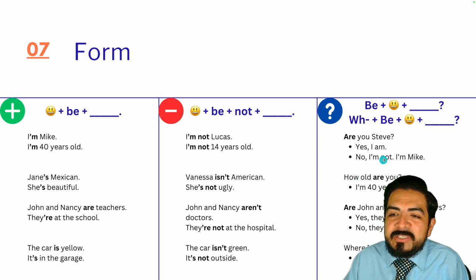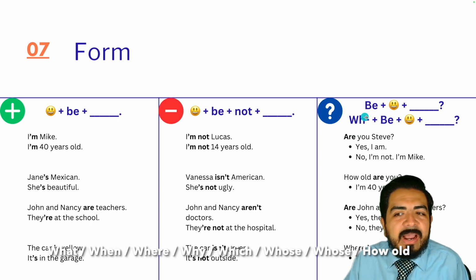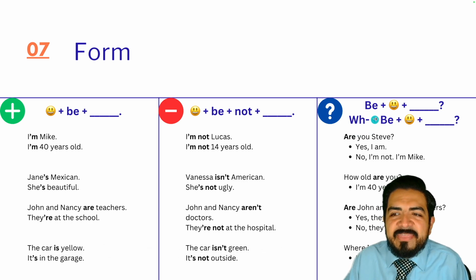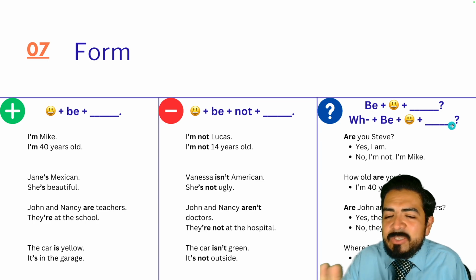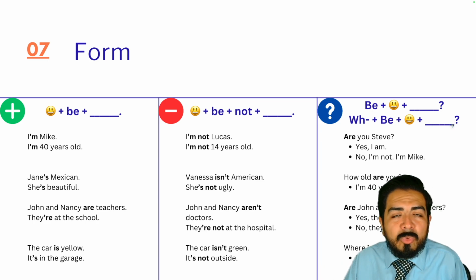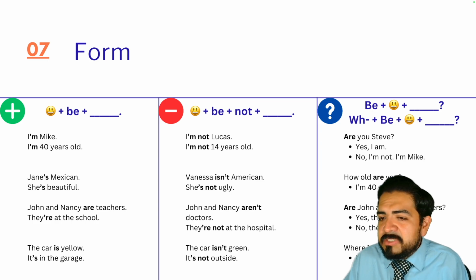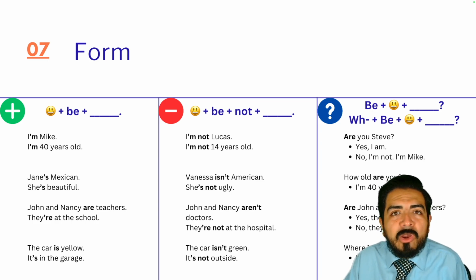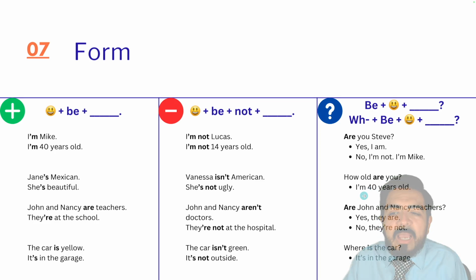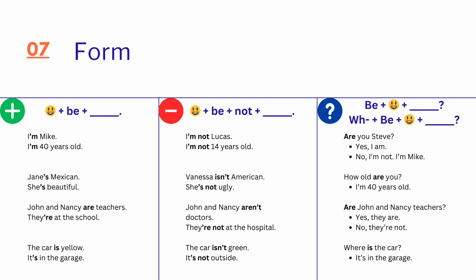So notice here, the structure is this. We have a WH word, like it can be what, when, where, how old, etc. And then the rest is the regular question form order. So, how old is the WH word? Verb be, subject, and in this case there is no complement. How old are you? And the answer, I'm 40 years old.